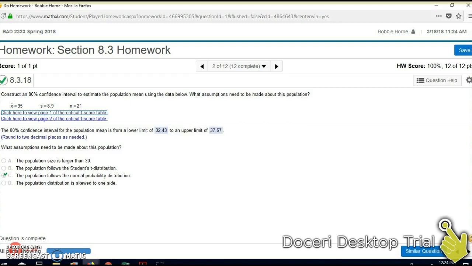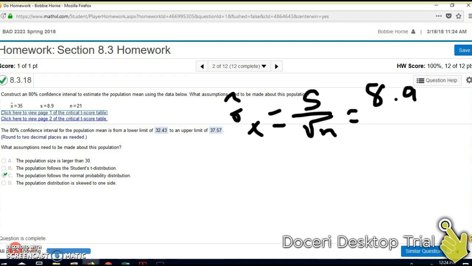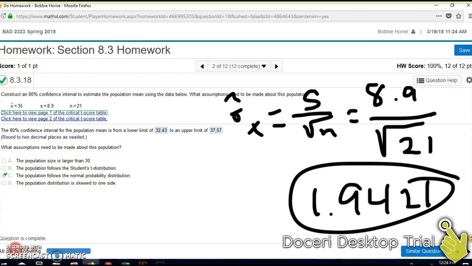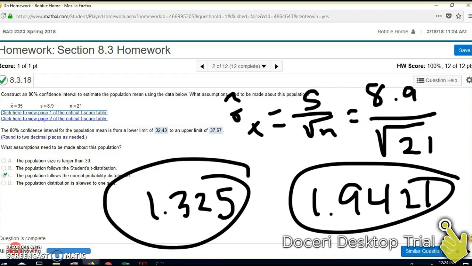So we will calculate our confidence interval by saying we have to calculate one more thing, and that is the margin of error here, the standard error. We do S divided by the square root of n, and we know S is 8.9, and we know n is 21, so the square root of 21, and if you round to 4 decimal places, you get 1.9421. And then remember, our other number in our table, our t value, is 1.325.